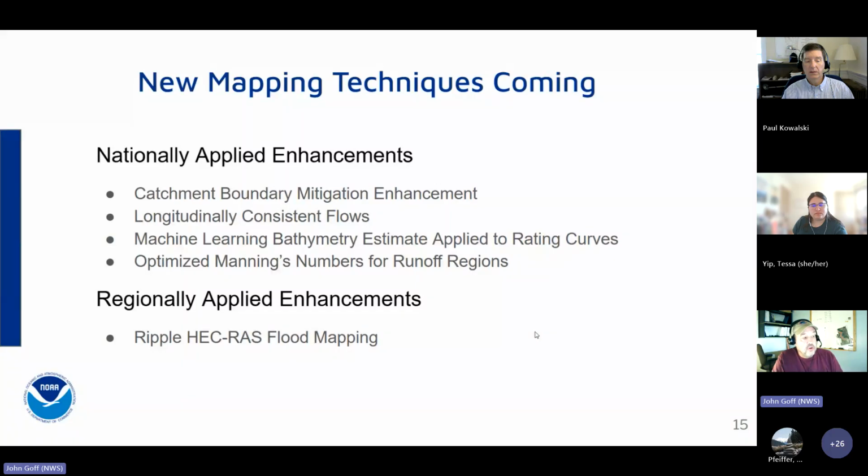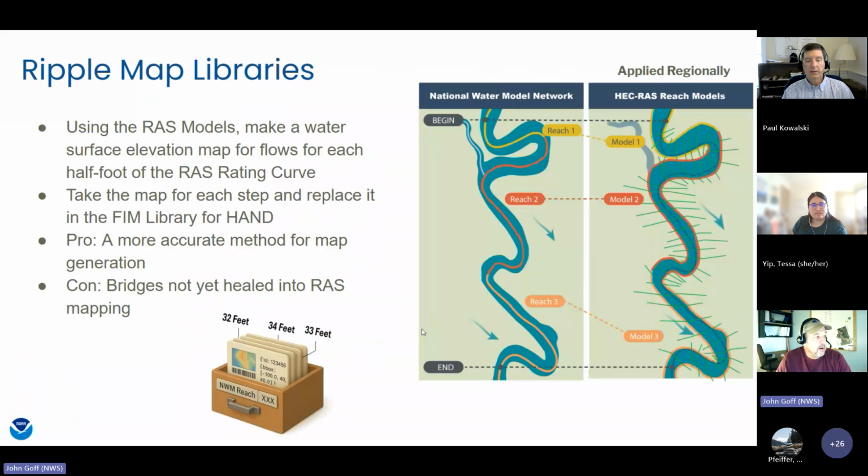And then they're starting to apply these regionally applied ripple HEC-RAS flood mapping, which is even higher resolution than the HAND method. So touching on the ripple map libraries, it uses these higher degree river models to make a water surface elevation map and flows for each half foot of the rating curves in that system. Then they take the map for each step and replace it in the flood inundation mapping libraries in the water model, where the HAND is.